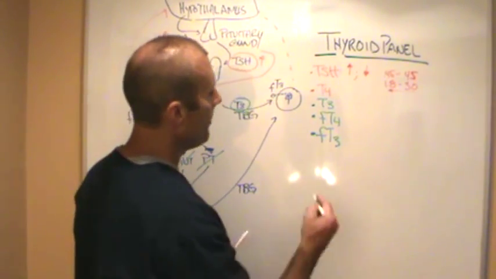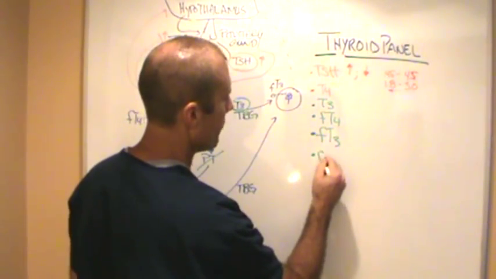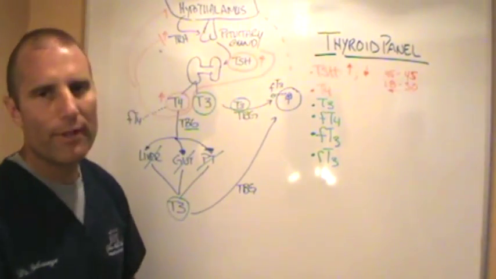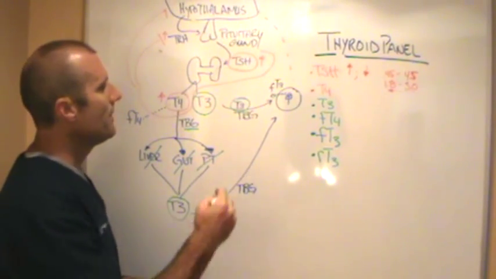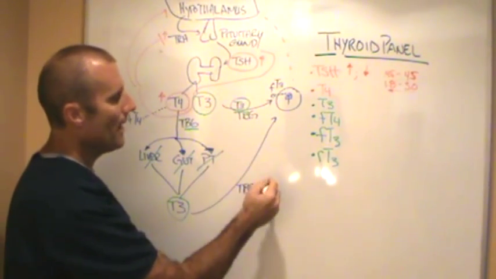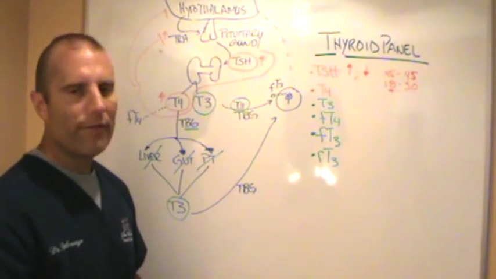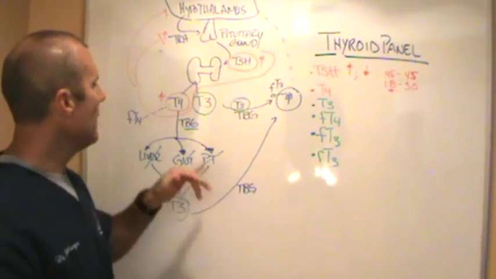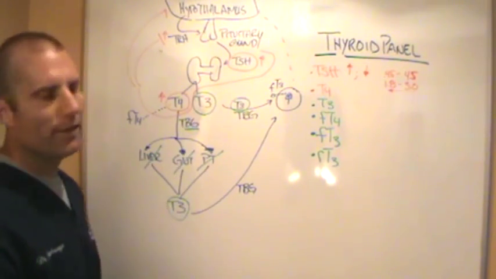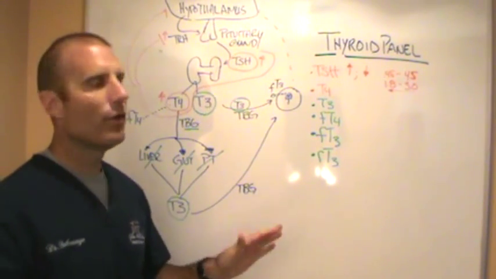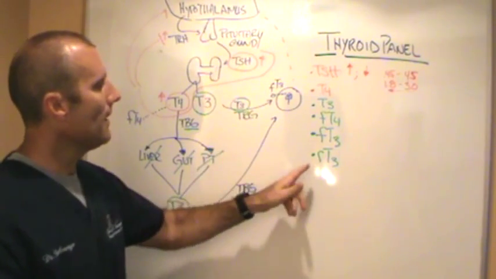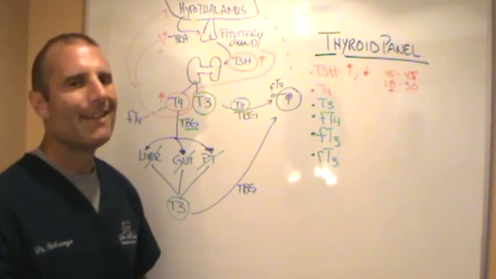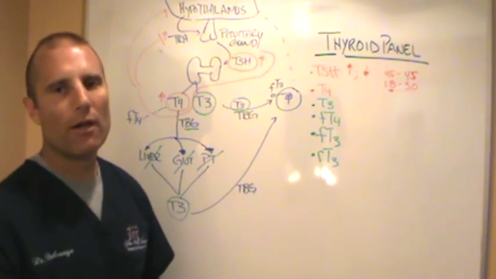The next marker we may want to take a look at is reverse T3. So what is reverse T3? Reverse T3 is T3 in a non-usable form. So if I have nutrient deficiencies, if I have stress response, I may not be able to convert the T4 into the T3. And if I can't convert T4 into T3, I can get an overproduction of what's called reverse T3. This is a non-usable form of T3.